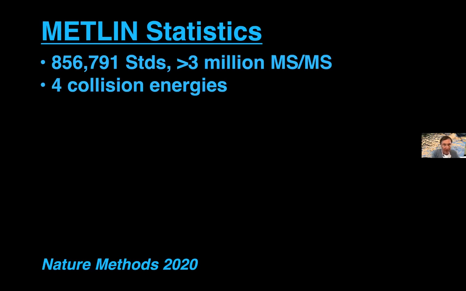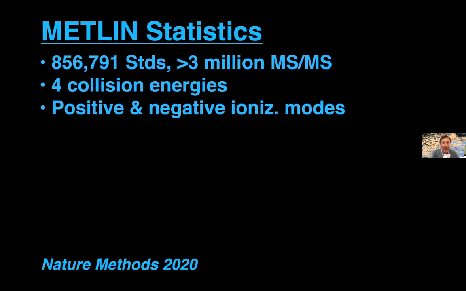As I mentioned, each of the molecules have been analyzed at 4 different collision energies, and they've also all been analyzed in both positive and negative ionization mode. That doesn't mean we have data in both modes for all molecules, because simply some molecules ionize better in one mode versus the other. And we have very strict filters in place that keep us from allowing data to go into METLIN that isn't of high quality. We really want to be very conscious of the fact that we don't want you to make a false positive identification.